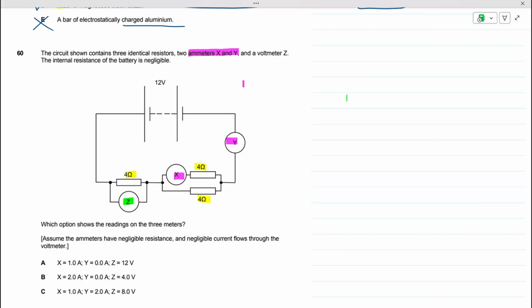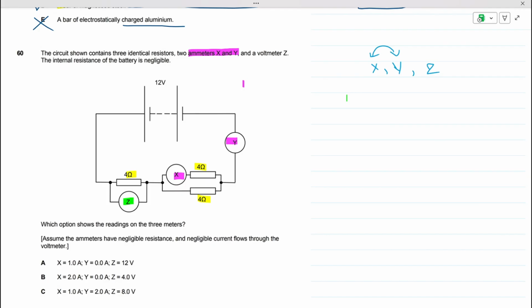Ammeters are the meters that measure the current, right? And resistors are nothing but they stop the flow of current. The internal resistance of the battery is negligible. Now, which option shows the readings on the 3 meters? We are just supposed to find two current values, because X and Y are the ammeters. They would measure the value of current. And Z would give us the voltage value, because it is the voltmeter.